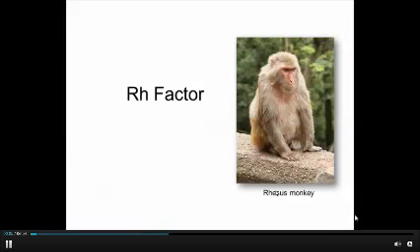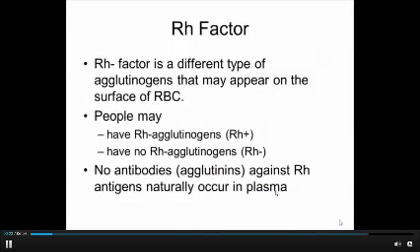Presence or absence of Rh factor. Rh factor is known as rhesus factor, and it's called so because it was first found in rhesus monkeys or rhesus macaques, but later we found that humans carry that antigen as well. It is another antigen or agglutinogen on the surface of the red blood cells.